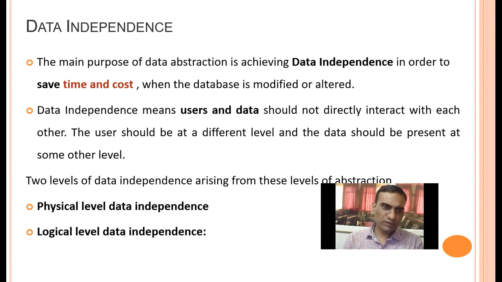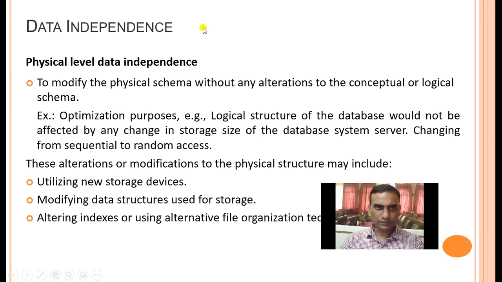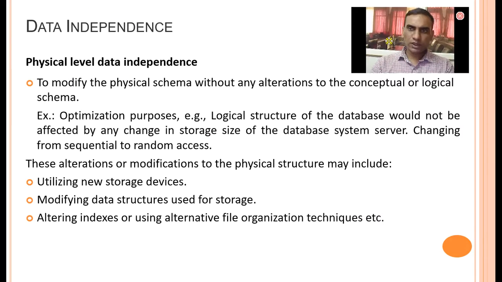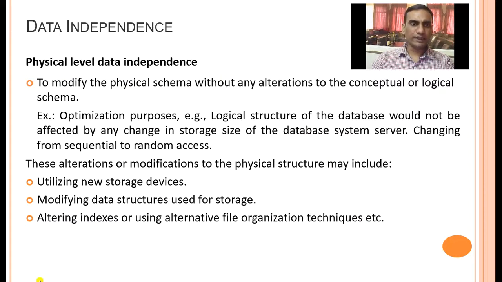So there are two levels of data independence arising from these levels of abstraction, that is physical level data independence and the logical level data independence. So first one is physical data independence: to modify the physical schema without any alteration to the conceptual or logical schema, that is called the physical level data independence. So what is that?